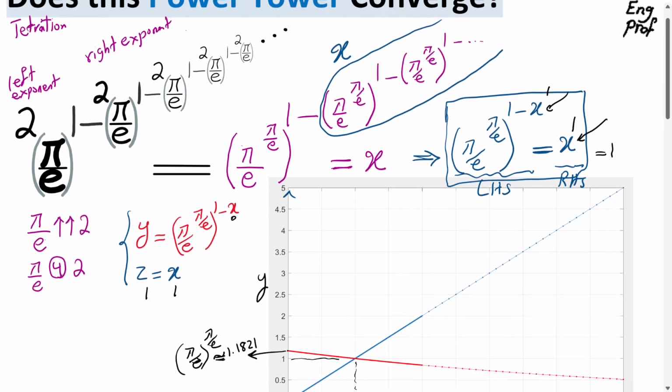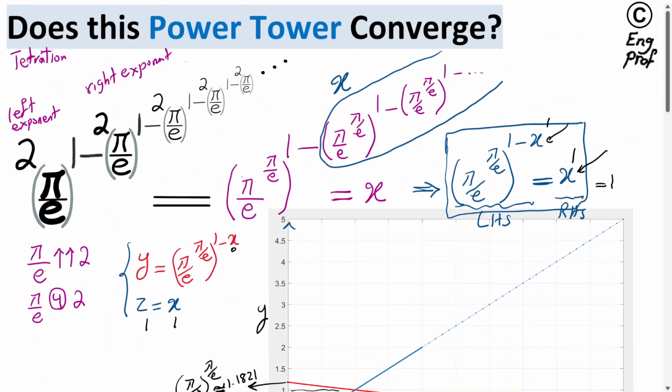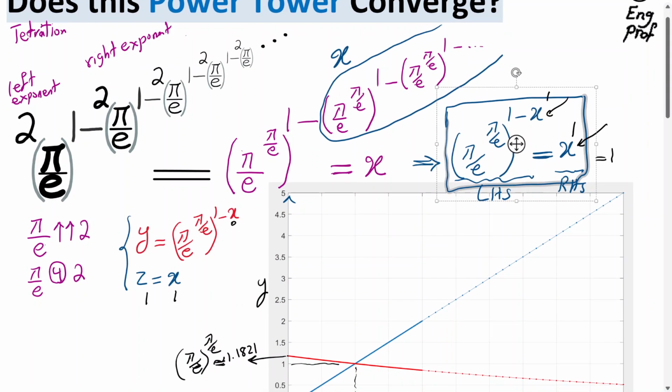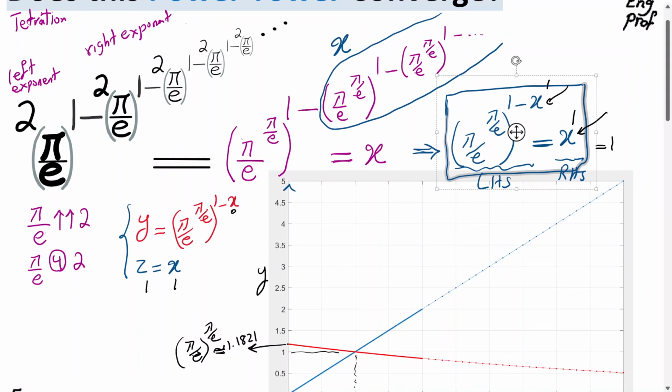So basically this combined finite tetration and infinite tetration has a unique solution, and that solution is just 1. So the answer to this is just 1.